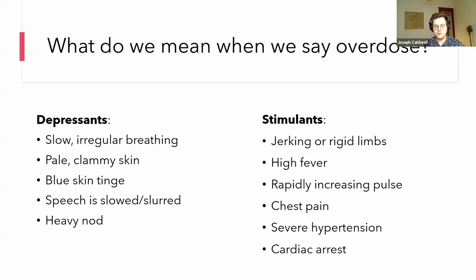With stimulants, though, what we see would be a little bit more similar to a cardiac arrest or some sort of cardiovascular failure situation, where we see jerking or rigid limbs. There can be a high fever associated or, unsurprisingly, a rapidly increasing pulse. We also see chest pain, which would be unsurprising, especially with the effects on the heart, severe hypertension, and of course, unfortunately, cardiac arrest is something that we would look for.